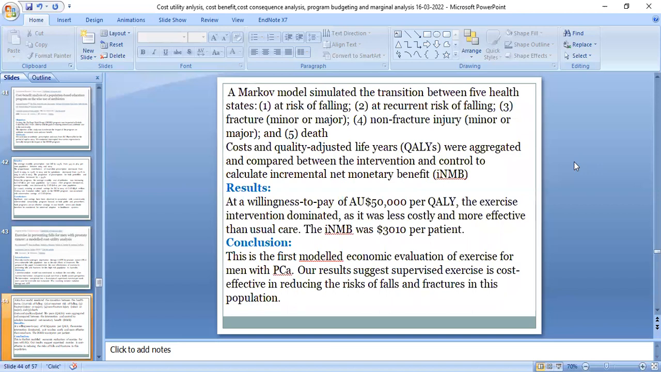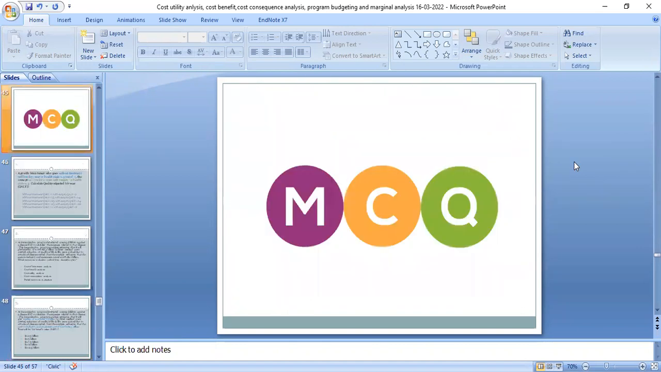$50,000 per QALY, the exercise intervention dominated as it was less costly and more effective than usual care. The incremental net monetary benefit was $3,010 per patient. The conclusion is this is the first model economic evaluation of exercise for men with prostate cancer. Our results suggest supervised exercise is cost effective in reducing the risk of falls and fractures in this population. Now the turn for MCQs.